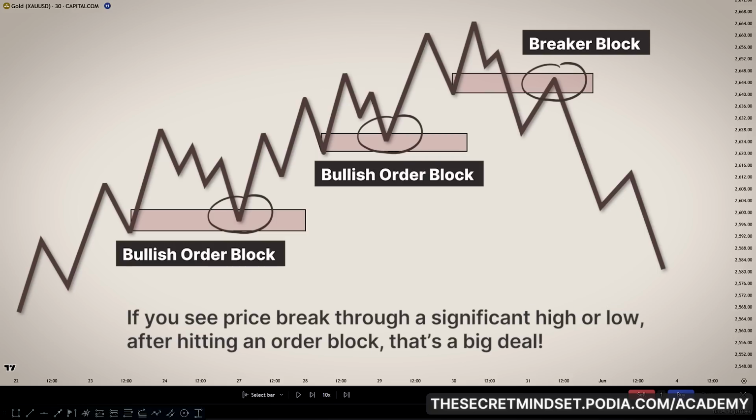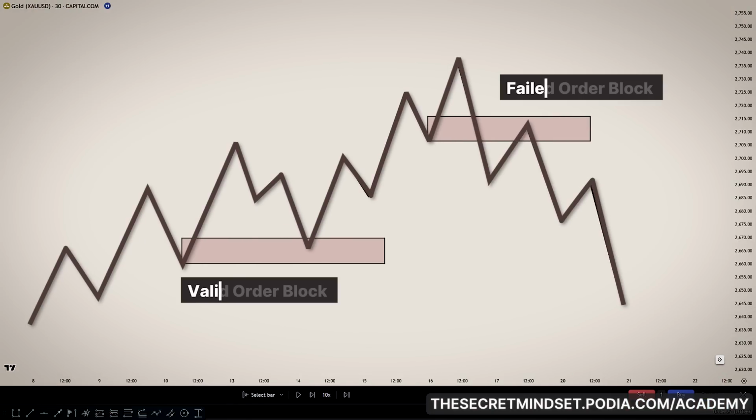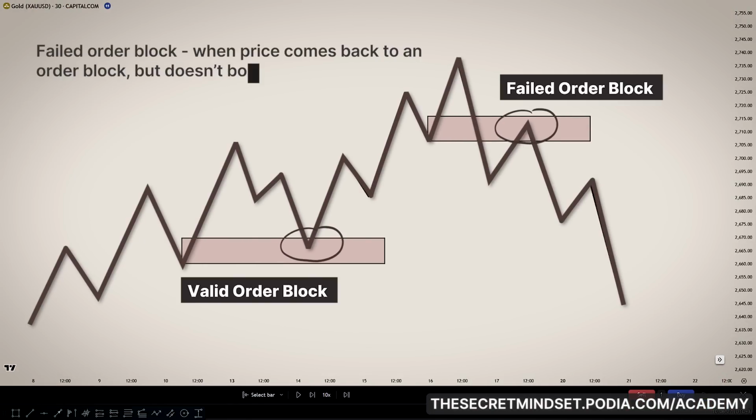This is where those market structure breaks come in. If you see price break through a significant high or low after hitting an order block, that's a big deal. It's like the market is shouting at you that something's changing. Another setup to watch for is the failed order block. This is when price comes back to an order block but doesn't bounce off it like expected. Instead, it pushes right through. This can also be a tradable signal.